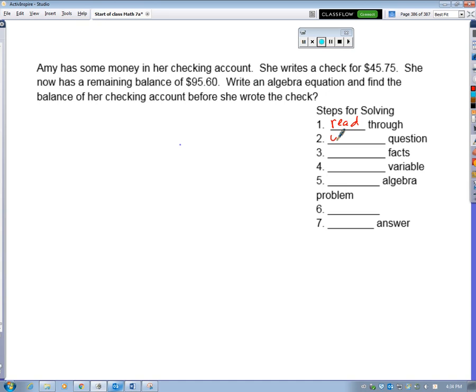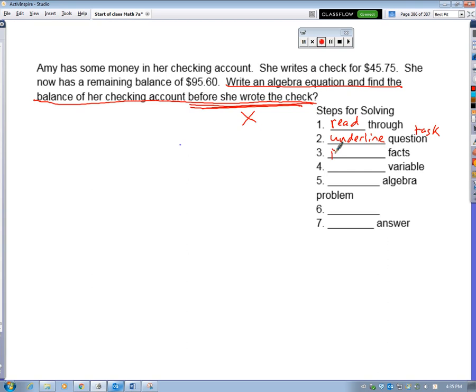Alright, so we are going to underline the question or task. Write an algebra equation. Find the balance of her account before she wrote the check. Okay, that's our key thing. That is going to be our variable. We want to know what her balance was before she actually wrote that check.